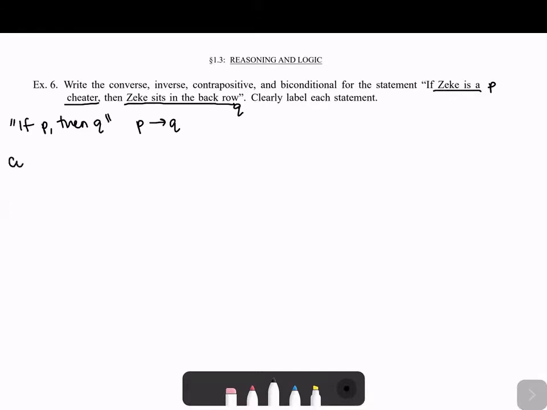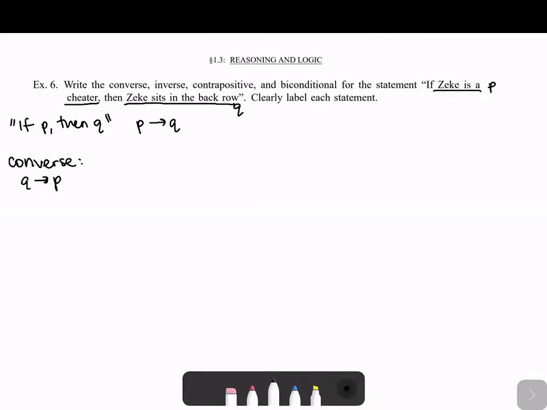The first one is the converse. We're just going to write it down and then I'll tell you how I remember all of these. For the converse, you just switch P and Q. I think it's easier to think about these in terms of the symbolic representations rather than the statement. The converse is, you switch and say that Q implies P.